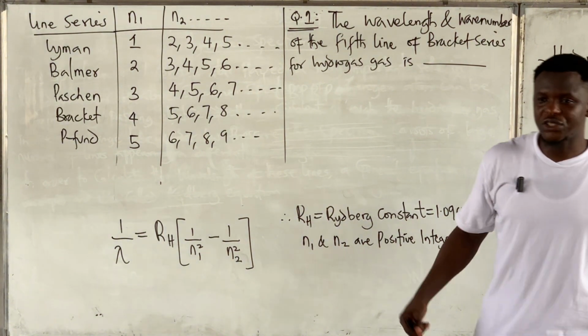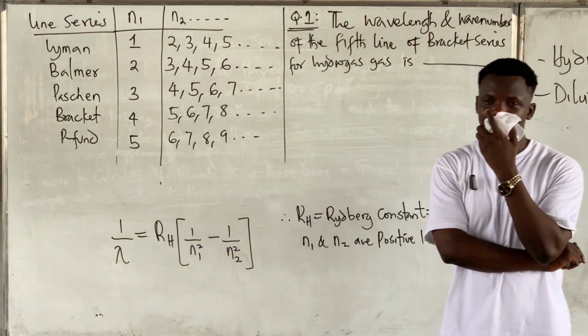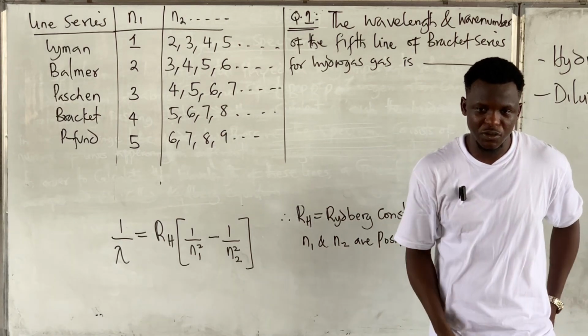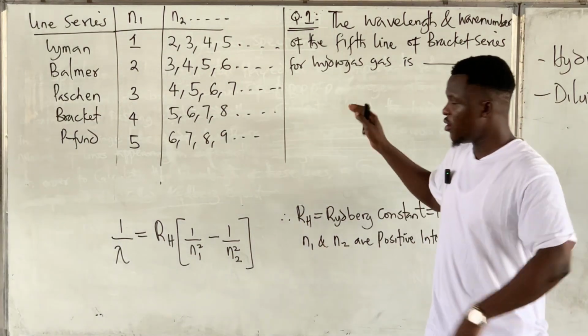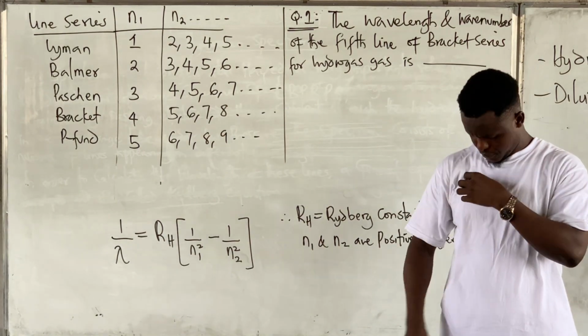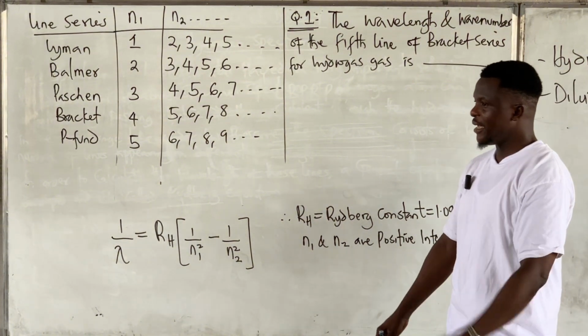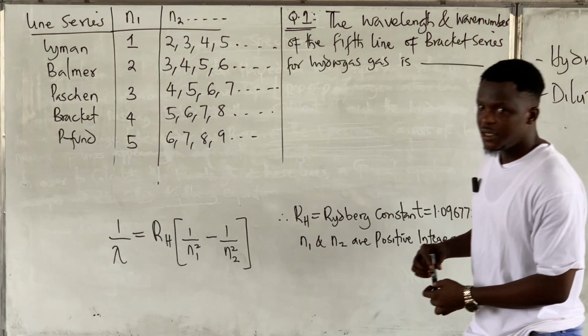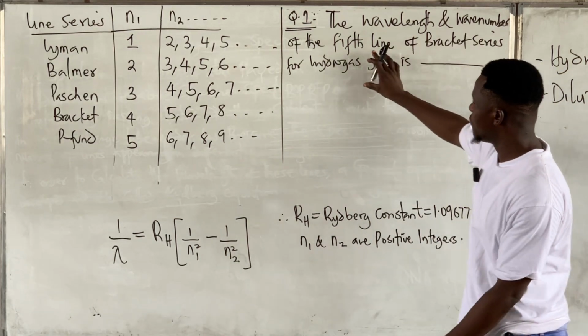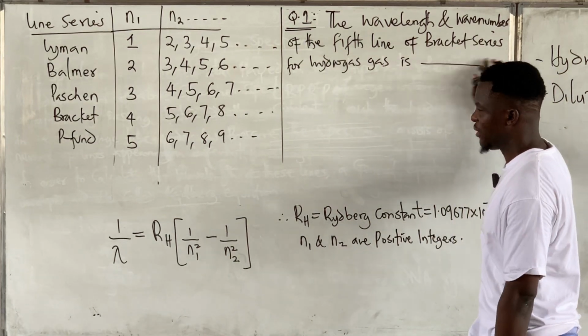Class, this type of questions, I don't usually solve plenty examples. At most, I'll solve 2 examples. But I'm going to take time to make sure you understand each example. So look at this question here. They said the wavelength and wave number of the 5th line of Brackett series for hydrogen gas is that.